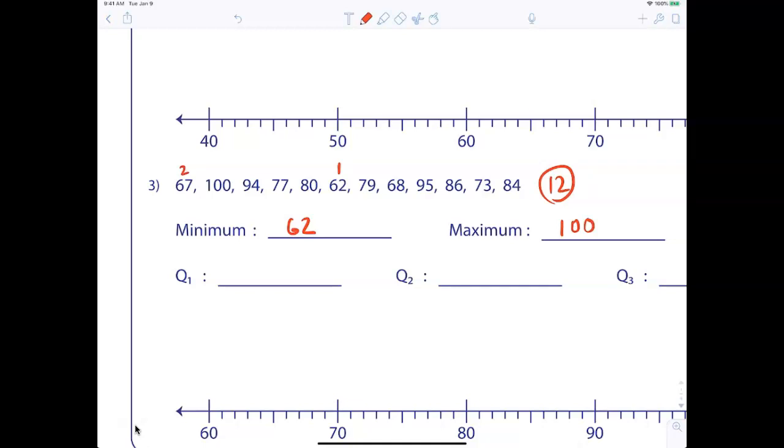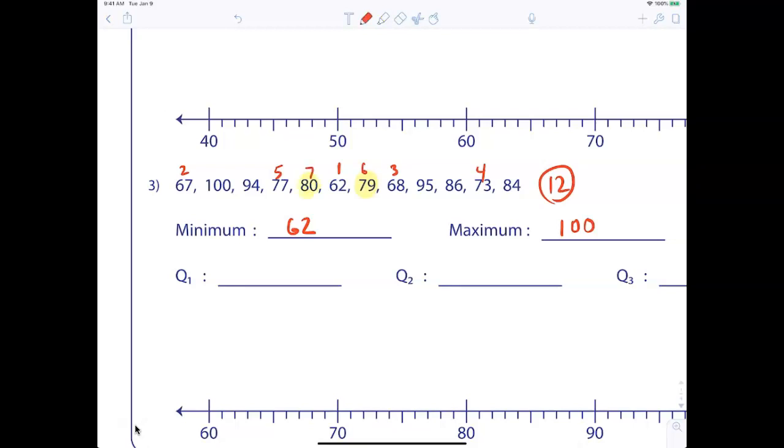68 is 3. 73 is 4. Wait a minute. 73 is 4. Good. 77 is 5. Good. 79 is 6. All right. So I definitely need that one. 80 is 7. Hold on a minute. So all we need is the 6th and 7th, right? Does everybody agree with that?